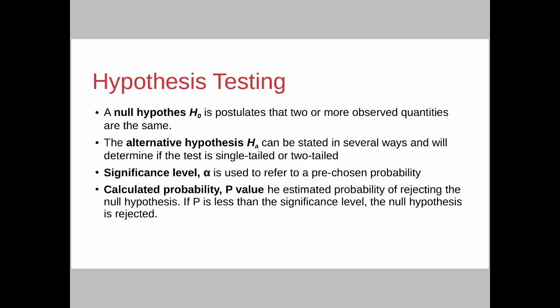That also means that based on your statistical test, you have a probability of getting it wrong. For example, if it's a 95% significance level, that means there is a 5% chance that you might get it wrong. So that's basically it. The calculated probability is the estimated probability of rejecting the null hypothesis. If p is less than the significance level, the null hypothesis is rejected.